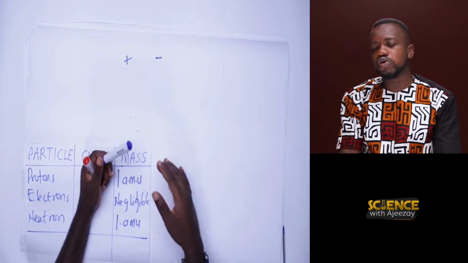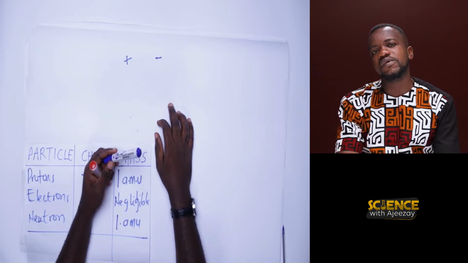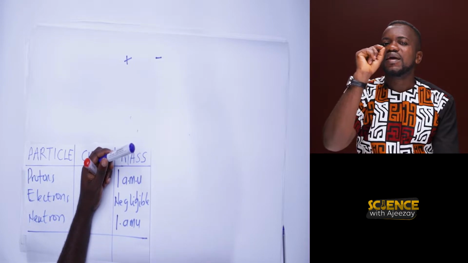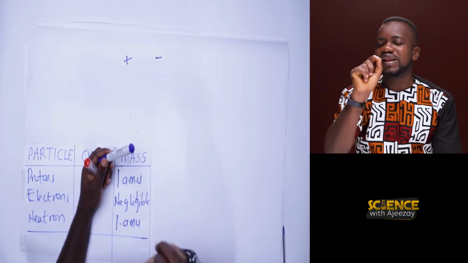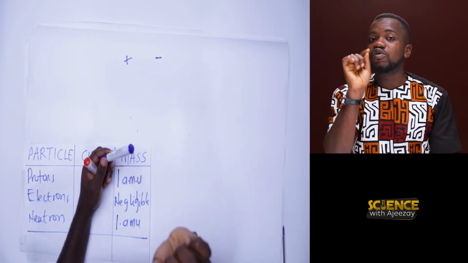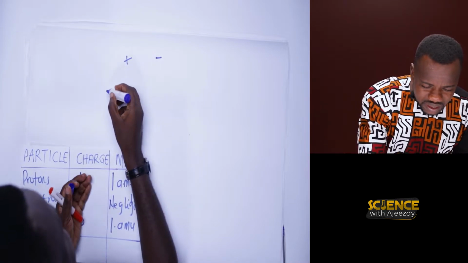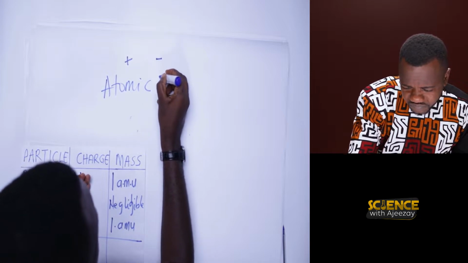This will lead us to what we call the atomic numbers and then the mass numbers. So in a neutral atom, the number of protons is equal to the number of electrons because it has not gotten any charge on the atom. So now let's look at what atomic numbers and mass numbers are.